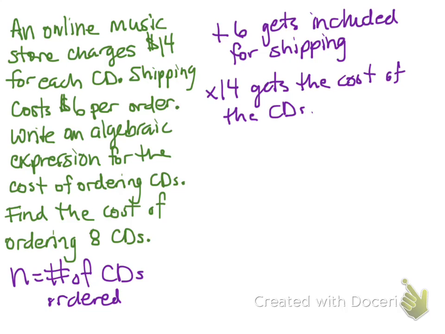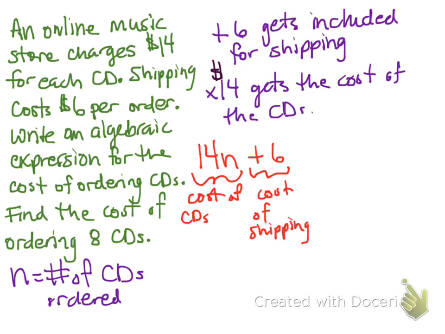So what's going to happen is we're going to multiply 14, because really it should have a dollar sign right there. It should be $14 for each CD. So if I do n times 14, or 14n, it's going to be the cost of the CDs that I purchase, plus the shipping cost, because I have to get it shipped to me, and that's just a one-time fee. It doesn't matter how many CDs I buy. That's why there's no n with the 6. And then that's going to be the total cost of my purchase.